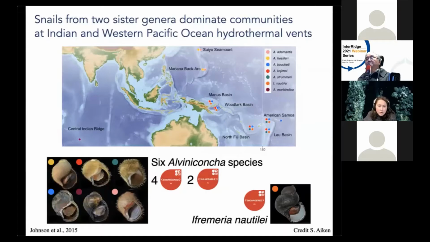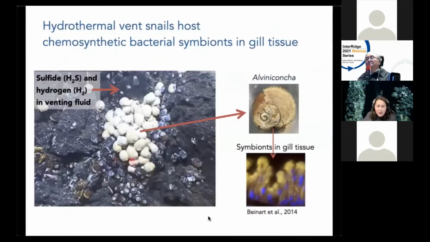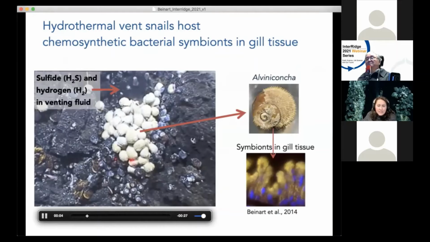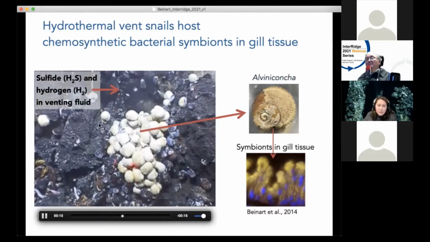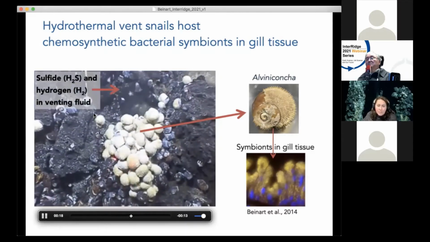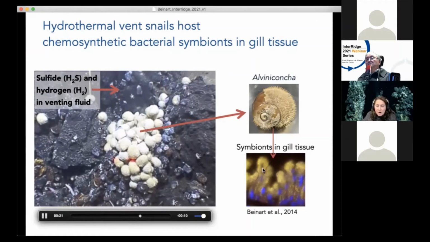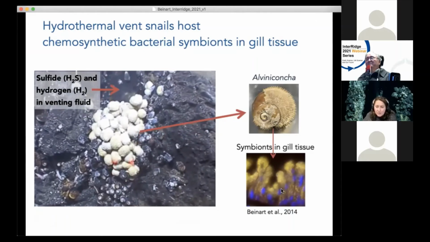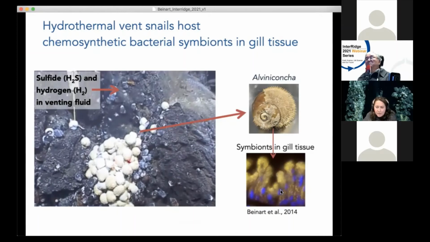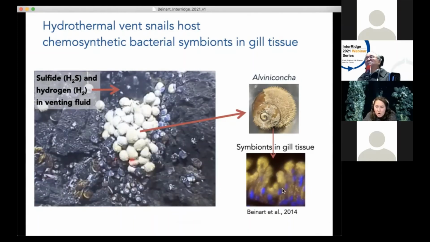Okay, so in the case of Alviniconcha as well as Ifremeria, we see these animals clustering around hydrothermal vents. This is an image of diffuse flow hydrothermal vents with Alviniconcha clustered around. And they're doing this in order to access the chemical reductants in the vent fluid, the sulfide and the hydrogen that's coming out of the vents. That's because they host chemosynthetic bacterial symbionts in their gill tissue. This is an image of an Alviniconcha gill. The blue here are the host nuclei, and the yellow are all bacterial cells, packed inside the gill tissue of these snails.